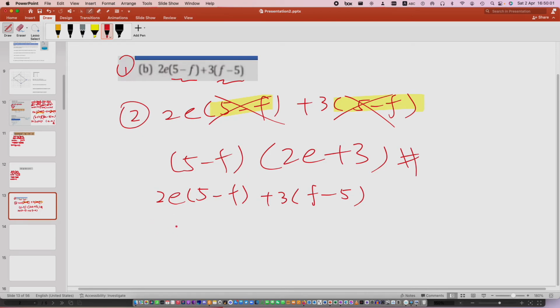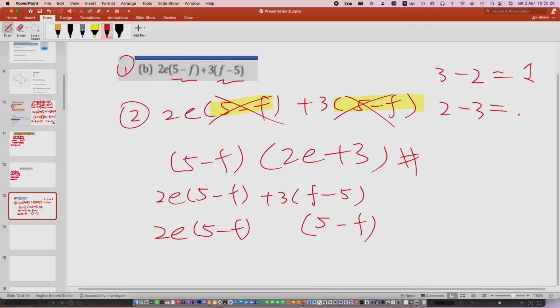In this situation, you need to change the position. But when you change the position, let's say I give you 3 minus 2. If you change the position, what's going to happen? What is this value? 1. What is this value? Negative 1. Okay, good. So when you change the position, they will end up with a different answer, right?